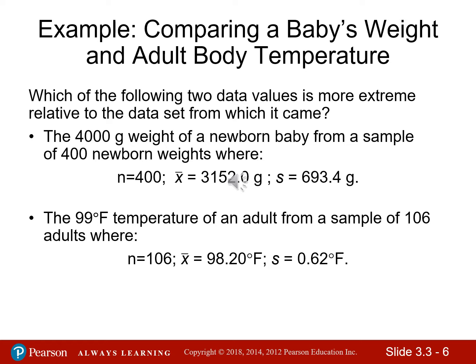693.4 grams. Our second data value is the body temperature of an adult from a sample of 106 adults. This adult has a body temperature of 99 degrees. The mean temperature of our sample of adults is 98.2 degrees Fahrenheit, and the sample standard deviation is 0.62 degrees Fahrenheit.